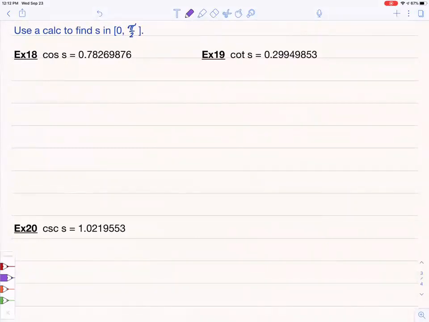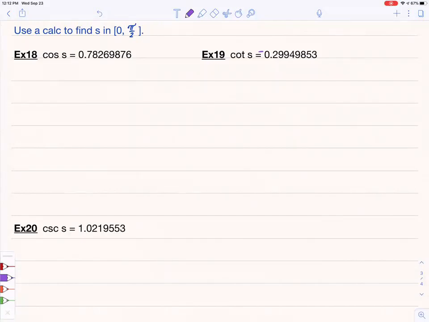All right, 18, 19, and 20. These are exactly like the last 4 questions that we did in the last section. Except one thing. What's the one thing that's different? Look at the directions. We're going from 0 to pi over 2 instead of 0 to 2 pi.